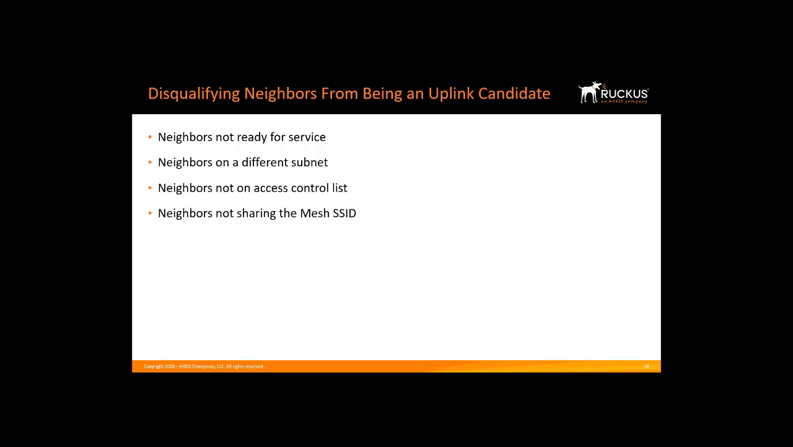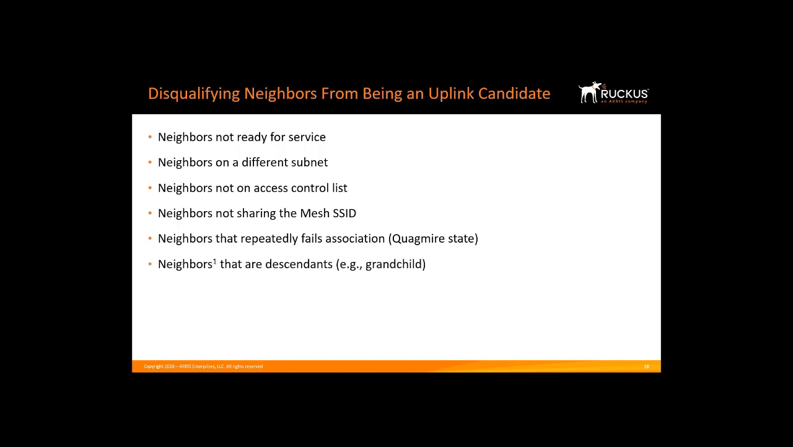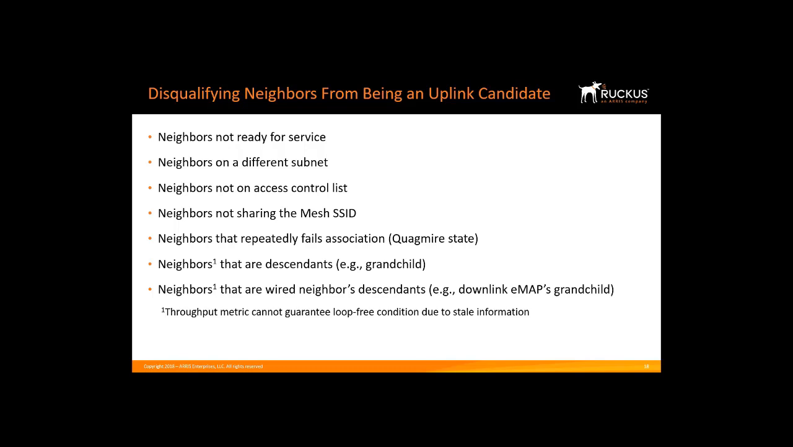Neighbors not sharing the same mesh SSID or mesh passphrase will be disqualified. Neighbors that repeatedly fail to associate with an AP will be disqualified. Neighbors that are descendants or grandchildren may be disqualified. Neighbors that are wired neighbor descendants, for example downlink EMAPs, and their grandchildren may be disqualified.